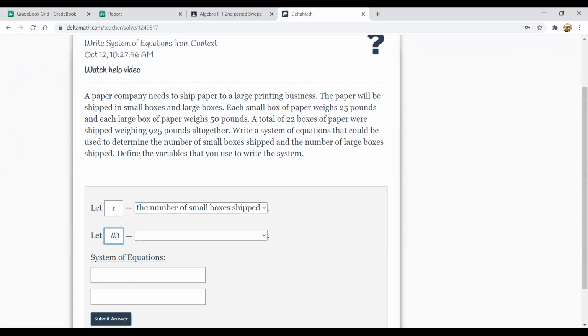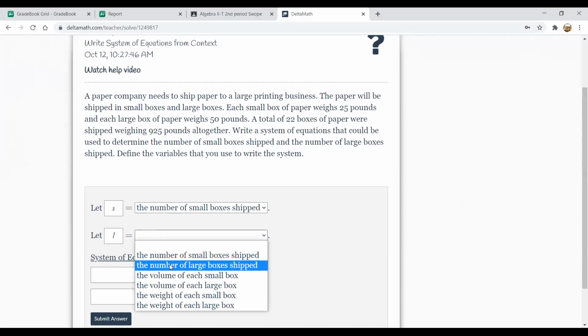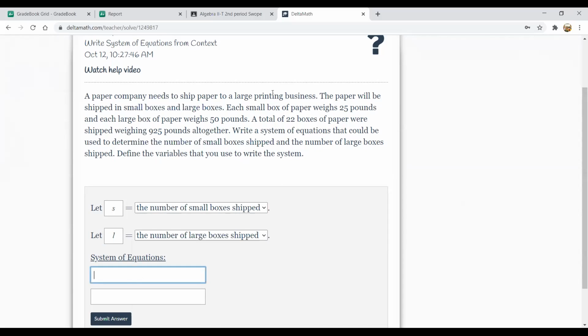And I'll do L for large boxes. So this one's very similar. We have a total number of boxes and we have a total of weight. So it's pretty much the same idea. We're going to have a total equation, and an equation for weight. So for the total, it's just going to be S plus L. For the weight, you want to put the weights in front of the variables. So each small box is 25 pounds, and then each large box is 50 pounds.